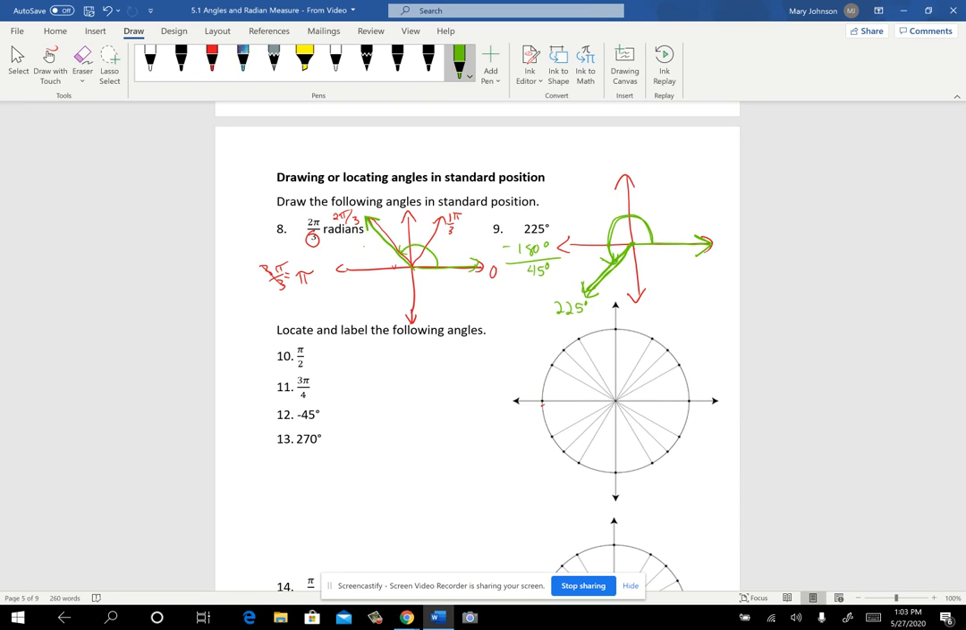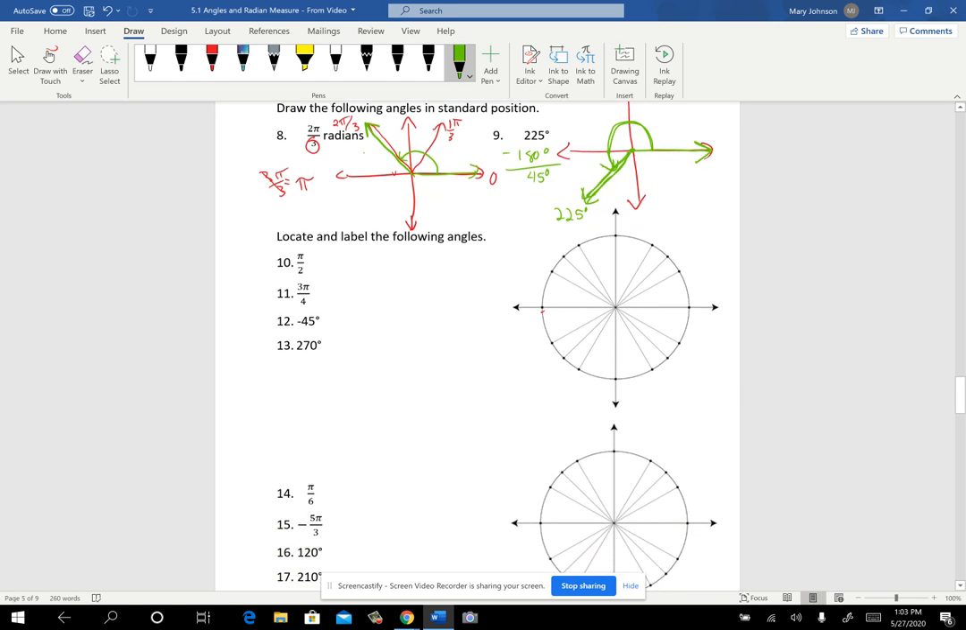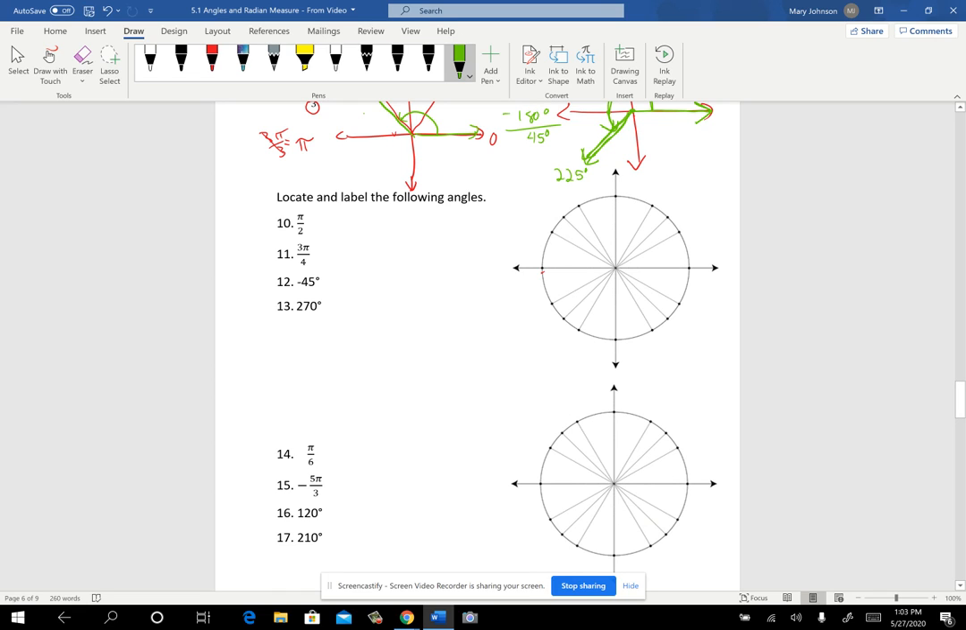And I want you to get used to kind of doing that counting to determine where you're located. And since the denominator was 3, we broke up pi into 3 equal pieces. And then we counted 1 pi over 3, 2 pi over 3. Okay. All right, so let's try that with 10 through 13.